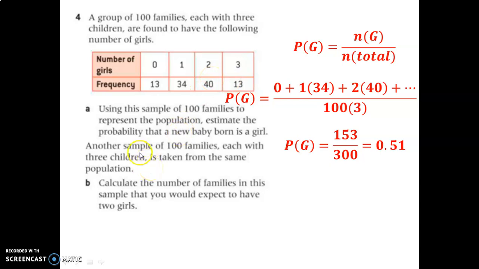question B. So another sample of 100 families is taken now, each with 3 children again, and we are calculating the number of families in this sample that you would expect to have 2 girls. All right.